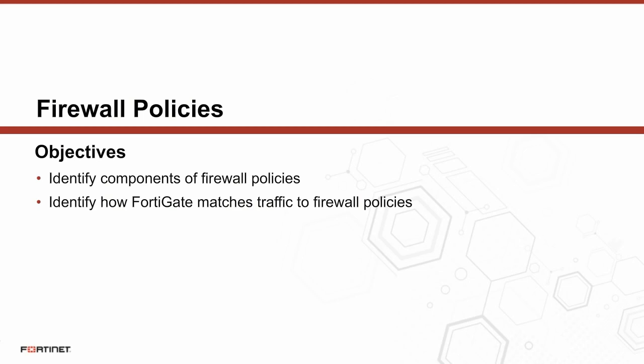After completing this section, you should be able to identify the components of firewall policies, understand how FortiGate matches traffic to firewall policies by interface, zone, source, destination, service, or schedule. By demonstrating competence in identifying the different components of firewall policies and recognizing how FortiGate matches traffic with firewall policies and takes appropriate action, you will have a better understanding of how firewall policies interact with network traffic.